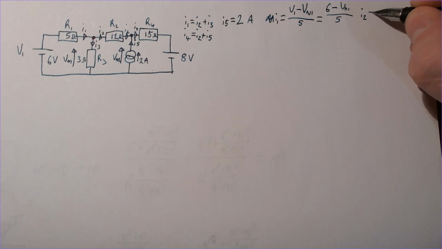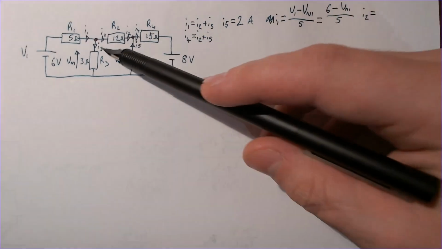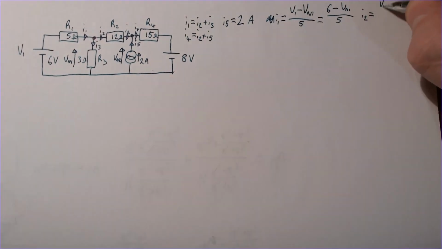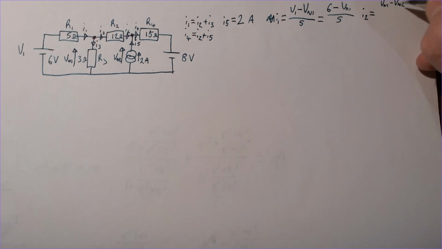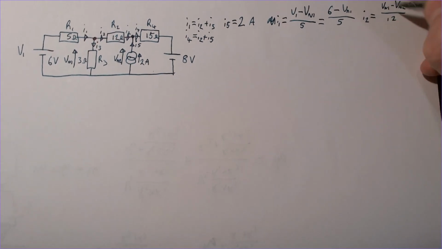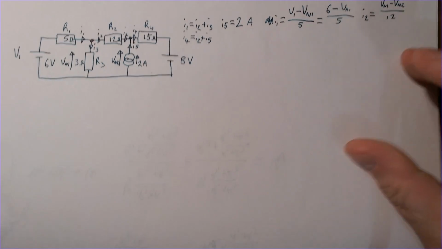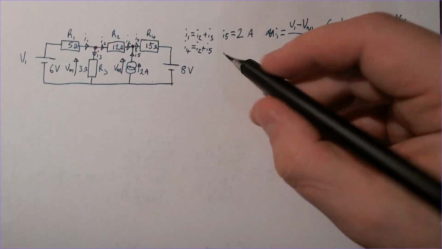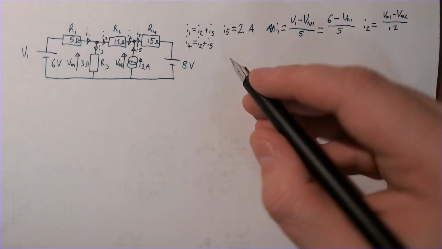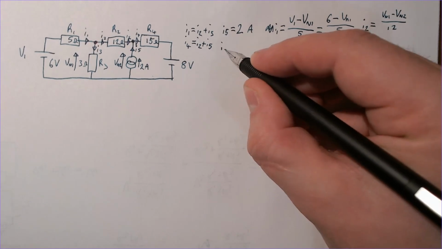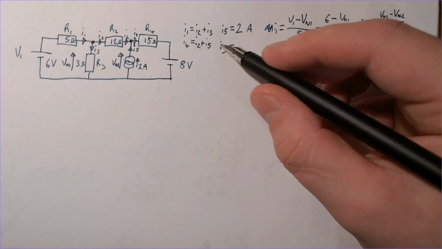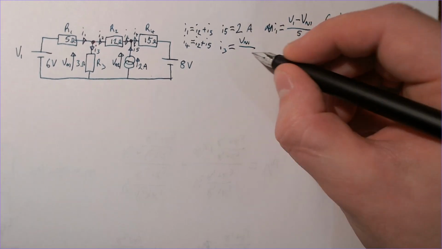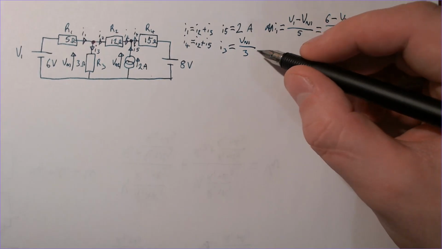I2 equals, it's flowing that way, so this one will have to be higher, so Vn1 minus Vn2 over 12. We don't know either of these. And I3 equals Vn1 over 3 ohms.